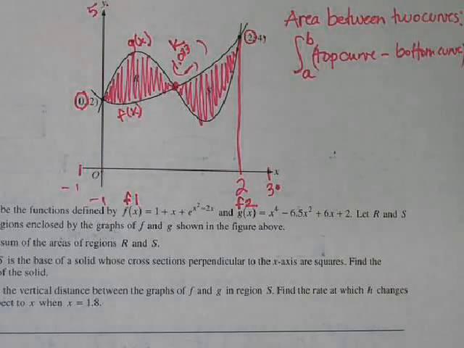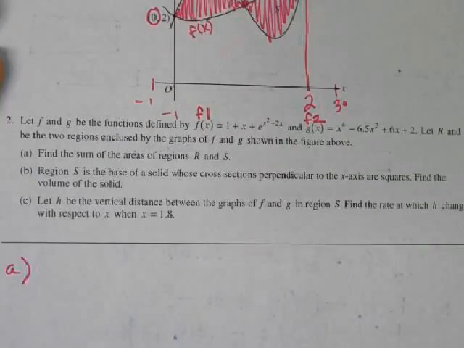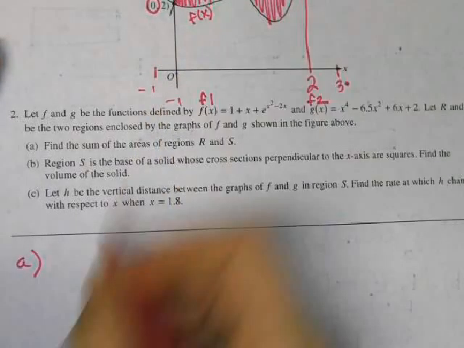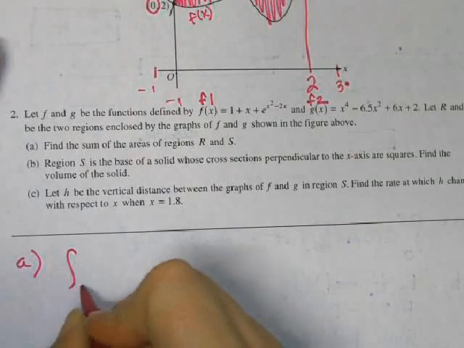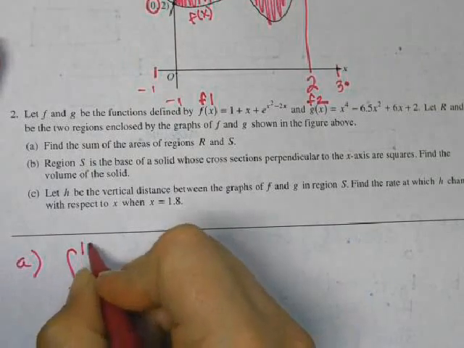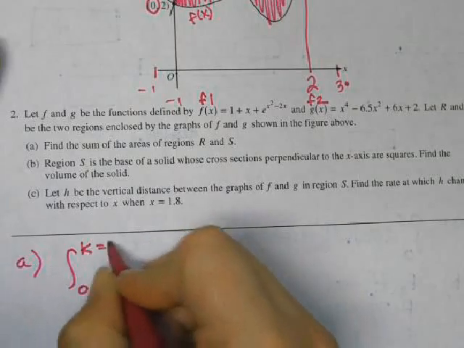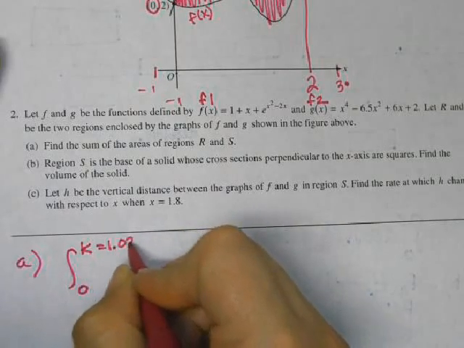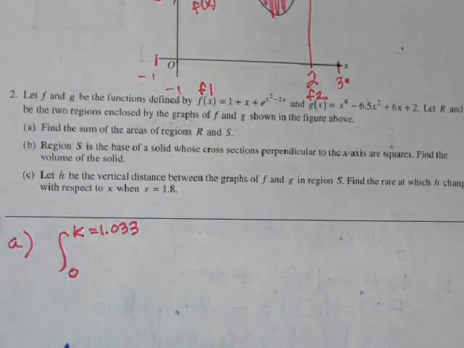And then we're going to add from K to 2, the other x value is 2, F of X minus G of X, because they switch places in that. And this is what I have stored in F1. This is what I have stored in F2.